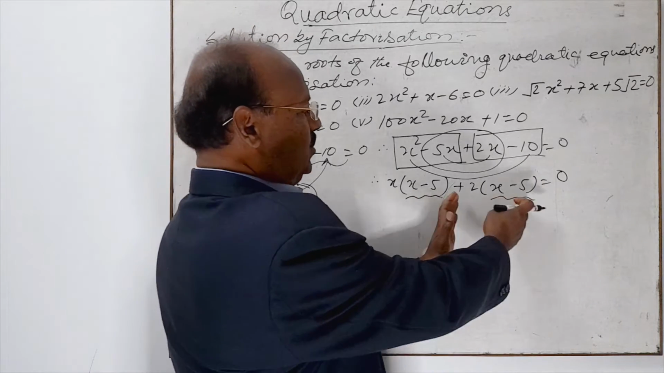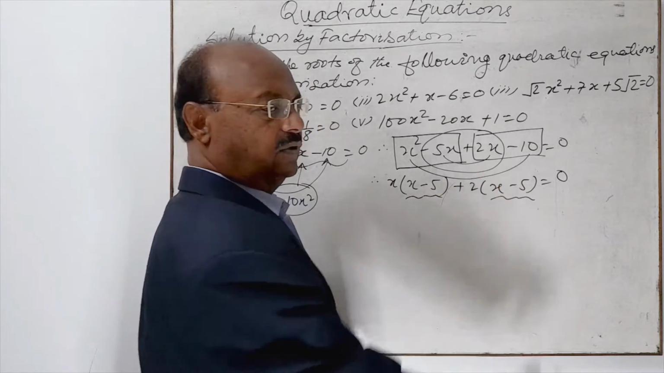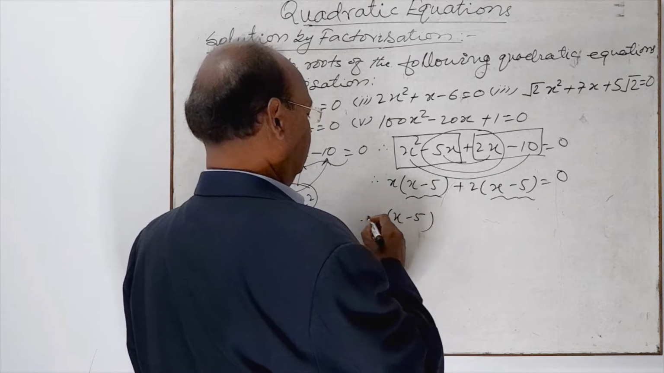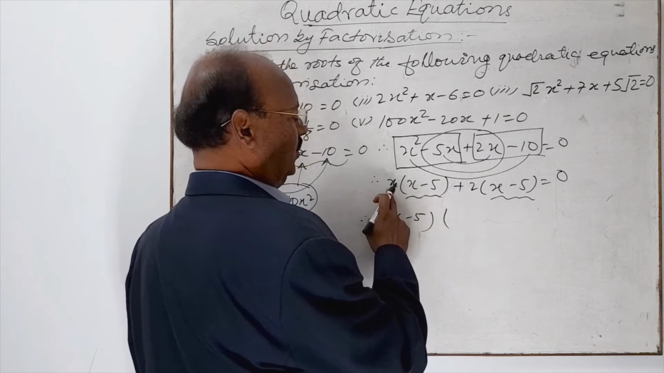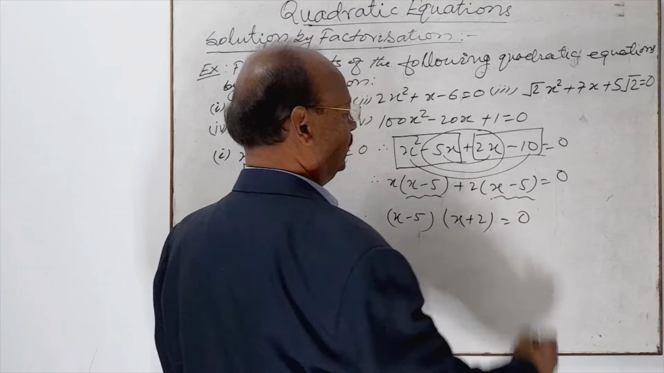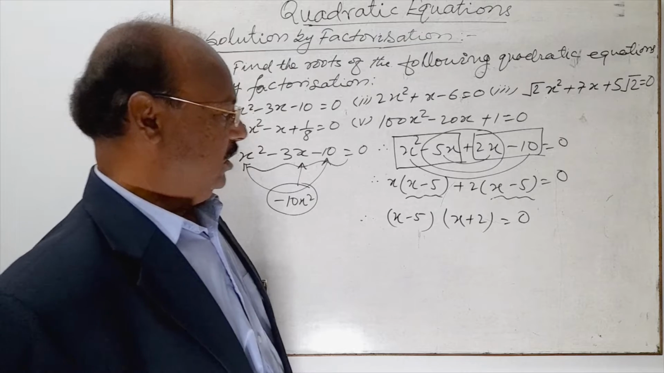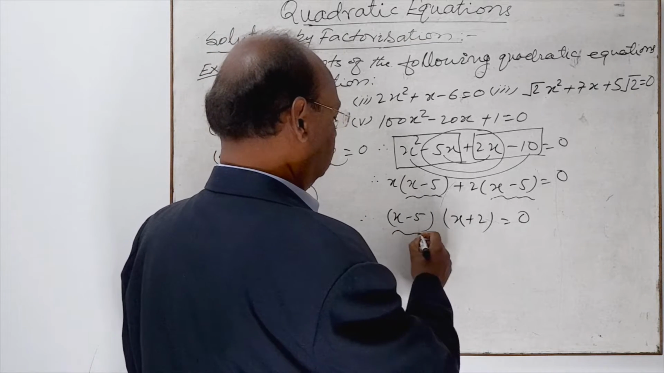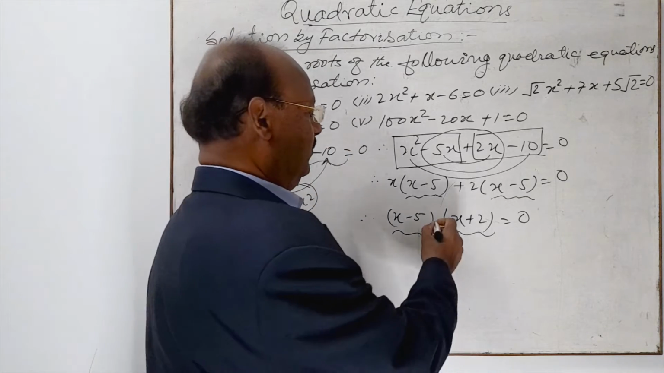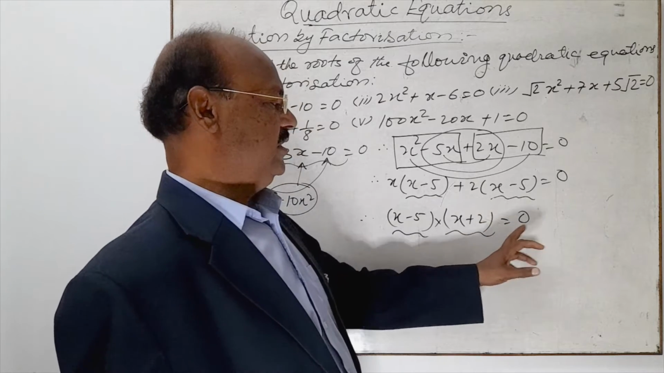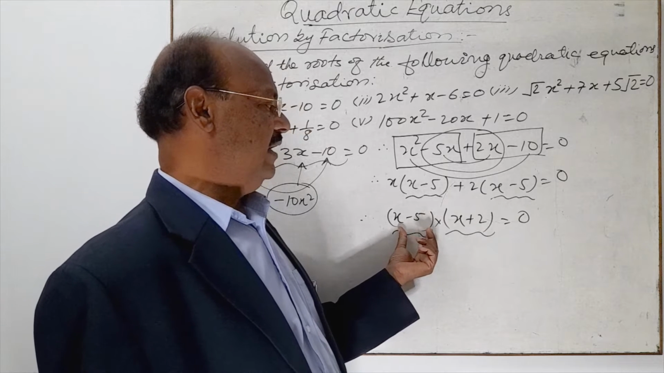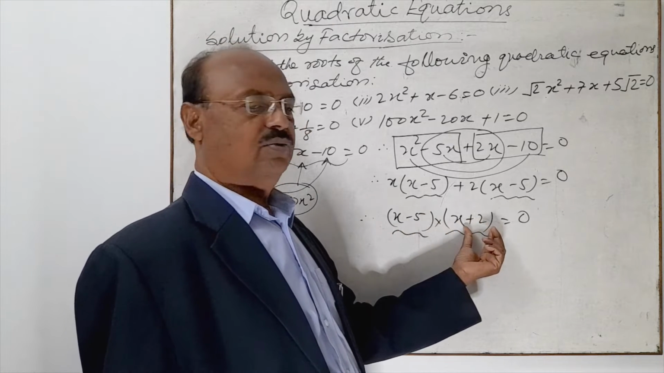Now in these two terms again you can take x minus 5 common. Whenever we take x minus 5 common, from the first term we get x, and from the second term we get 2. This is equal to 0. Now you see here the product of these two linear expressions is 0. x minus 5 into x plus 2 is equal to 0. And you know this is possible only when either x minus 5 is equal to 0 or x plus 2 is 0.